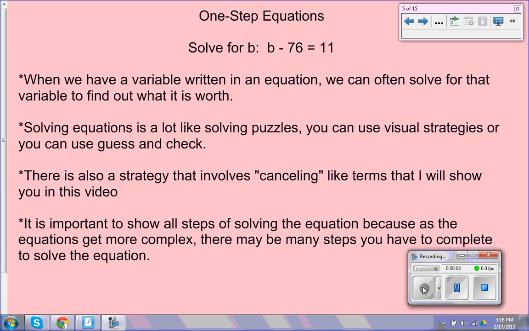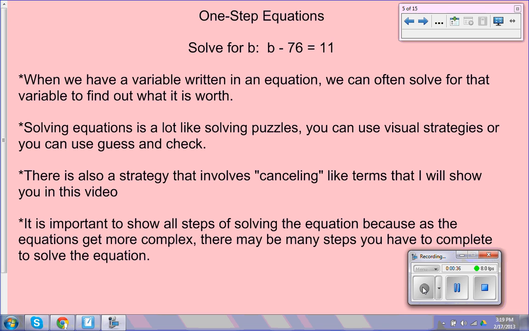One-step equations. On the pretest, you had a question that said, solve for b minus 76 equals 11. When we have a variable written in an equation, we can often solve for that variable to find out what it's worth. And that's what this question was asking you to figure out, is how much was b worth? Solving equations is a lot like solving puzzles. You can use visual strategies or you can use guess and check. There is also a strategy that involves canceling like terms that I'll show you in this video.